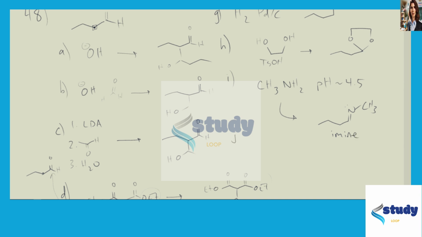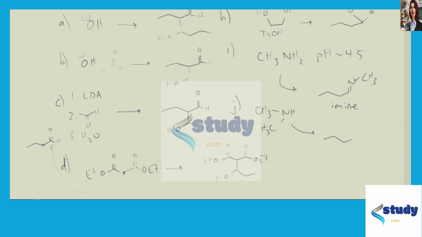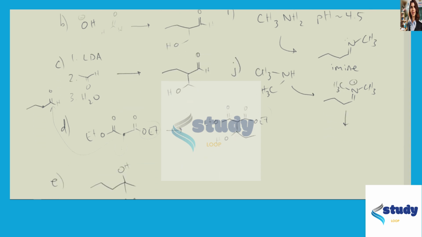In J, we have dimethylamine. So you'll generate the iminium, but that's super unstable. So of course this tautomerizes to generate the enamine. The ene portion stands for the alkene, of course, and then you have just your amine.